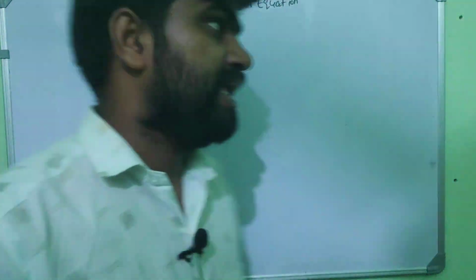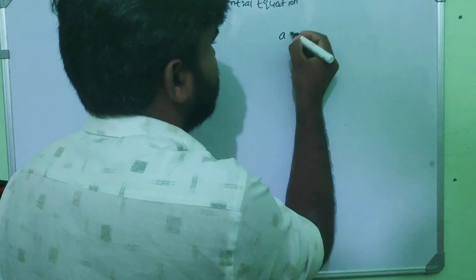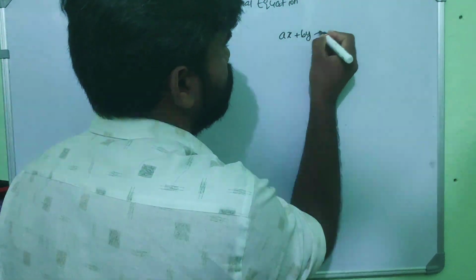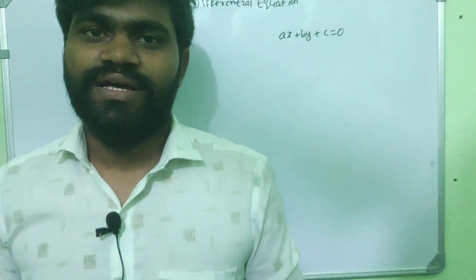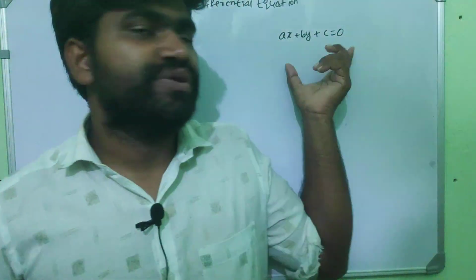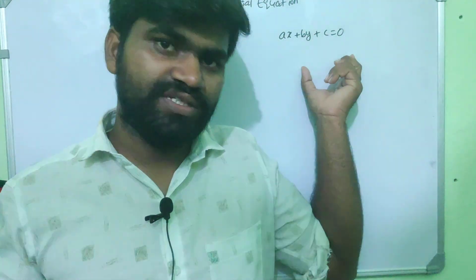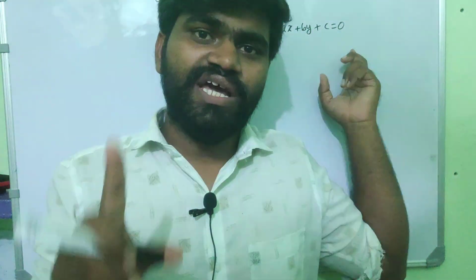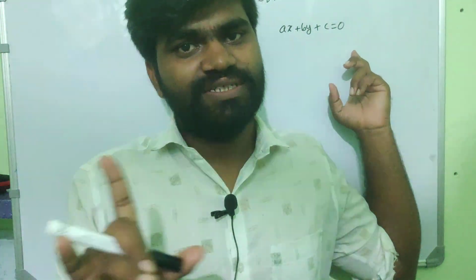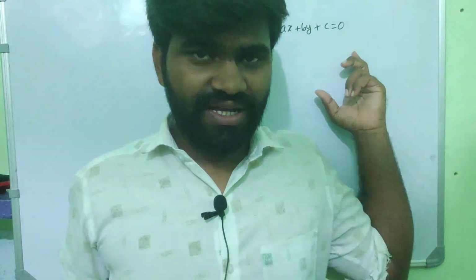What is linear equation? Tell me an example for linear equation. Can I say that ax plus by plus c is equal to 0 is a linear equation in x and y? Yes, of course. Why? Because the degree of variables in this equation is 1. So if in a given equation the degree of the variable is 1, then we say that the given equation is a linear equation, right?